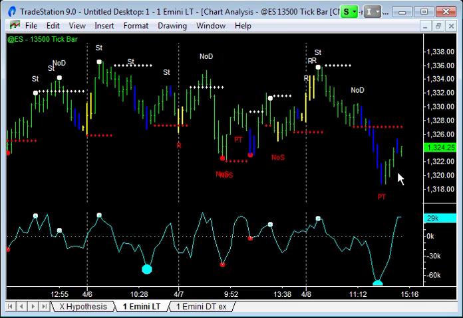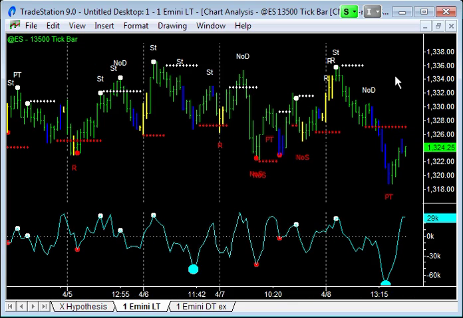And then you can see before the end of the day on the 13,500 tip bar chart, we had professionals come in again below this cyclical breakdown level here. So on this time frame, we're going to have to see a pullback and an end of trend warning signal before this move is over.